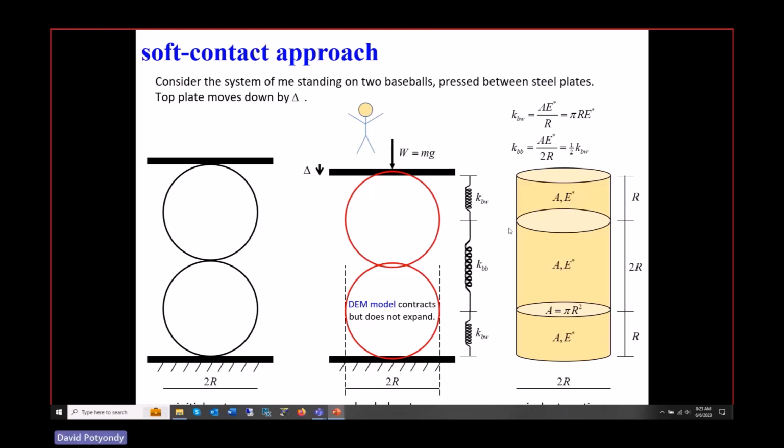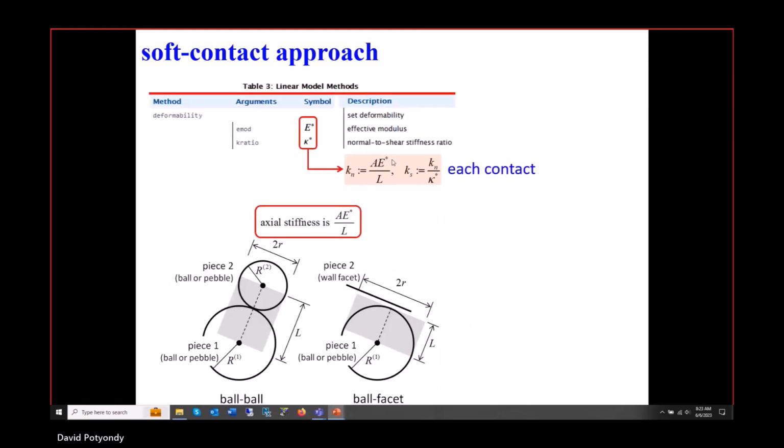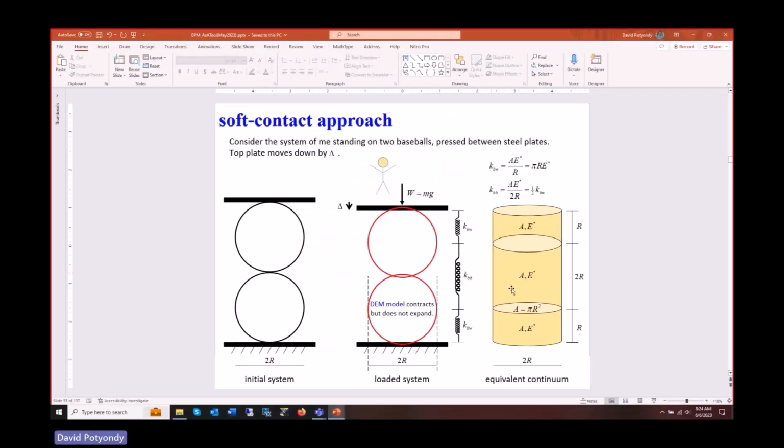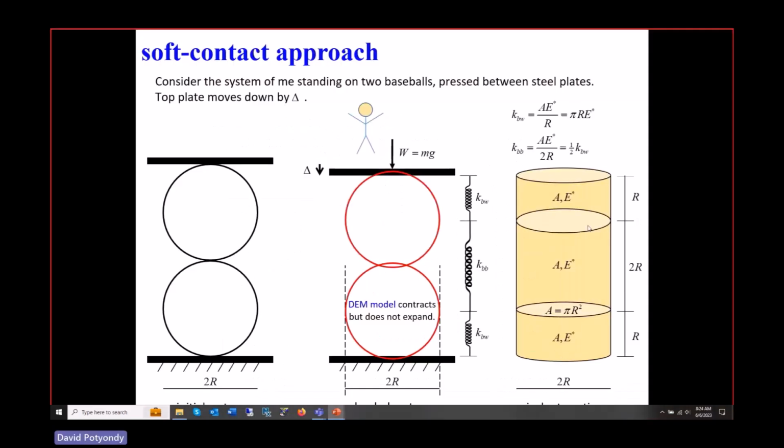And so the way we're going to do that is this thing here. If we take a cylinder and a spring, we can show that the stiffness in the normal direction of a single spring is going to be AE over L. I don't show the derivation of that, but we can show this. So this is saying that that's the relationship.